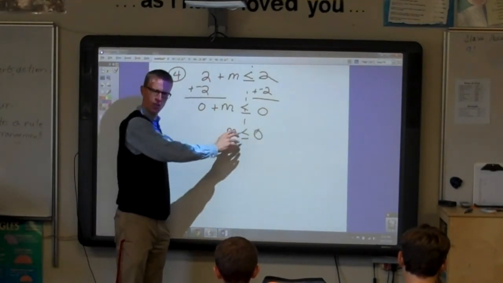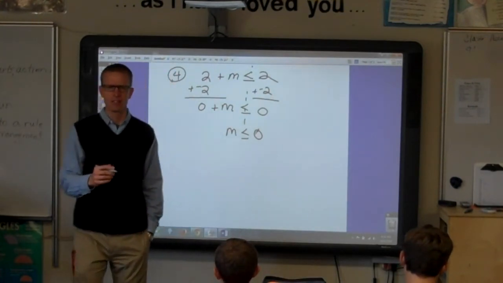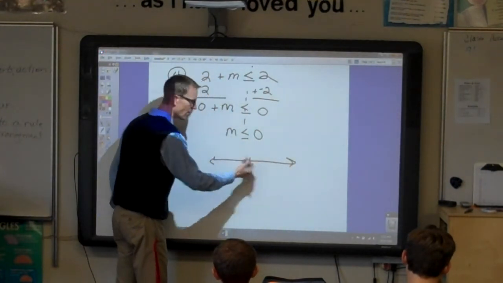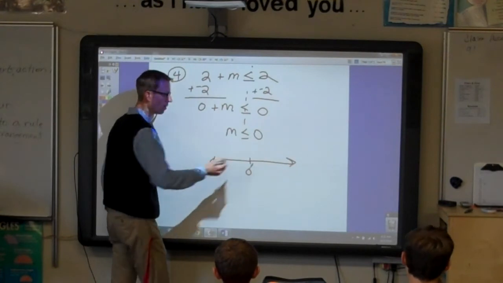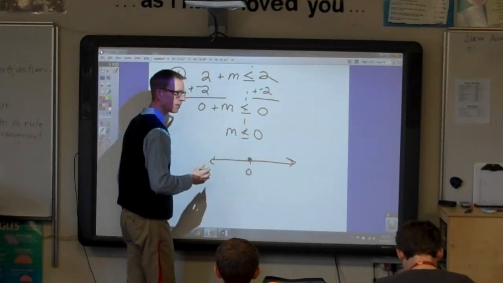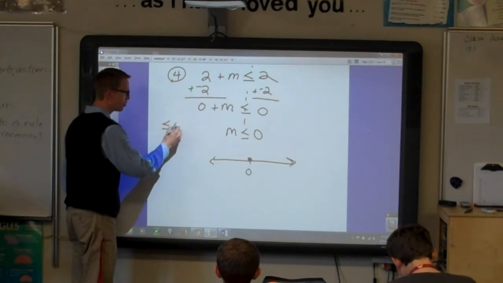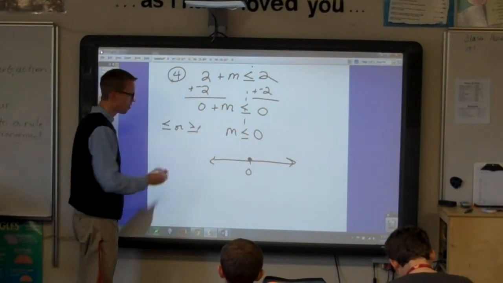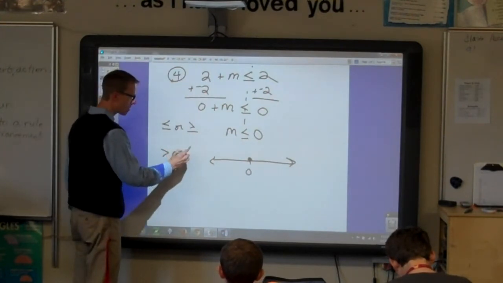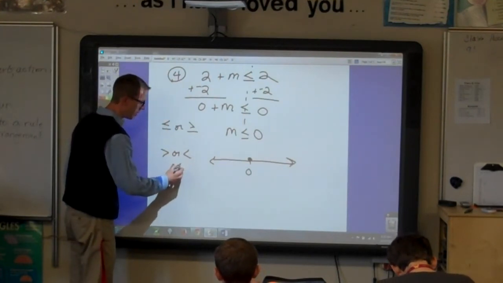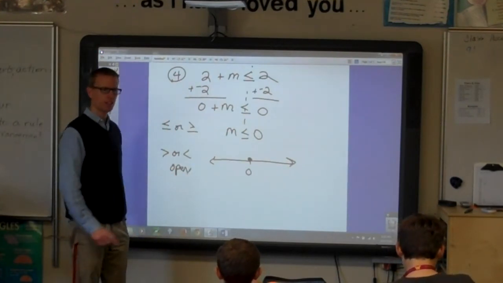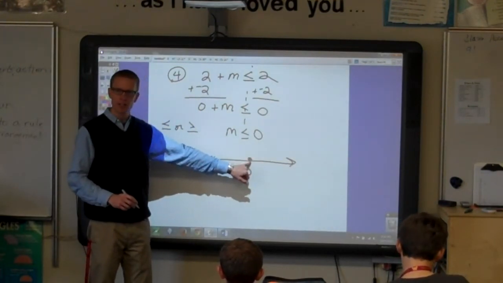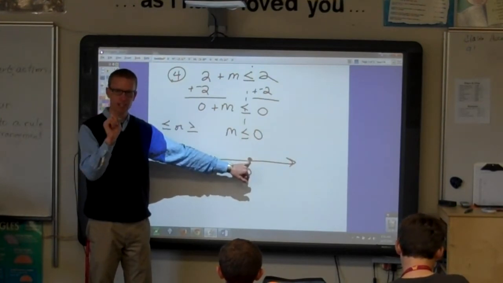Can m be less than or equal to 0? Yes, sure. That means that m is going to be either 0 or less than 0, right? Mark it with a solid dot. Remember, for the less than or equal to or greater than or equal to sign, we use a solid dot. For just the greater than or less than sign, we use an open dot. Okay? Don't confuse these. Just think of this as 0 is included. So we mark 0 with a solid dot.